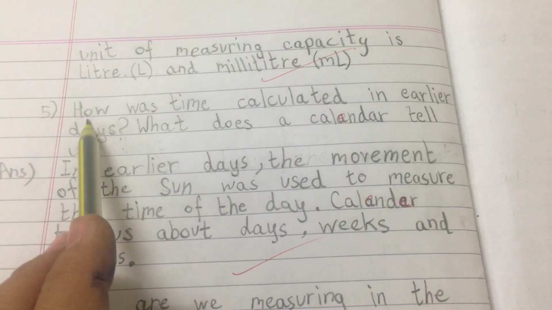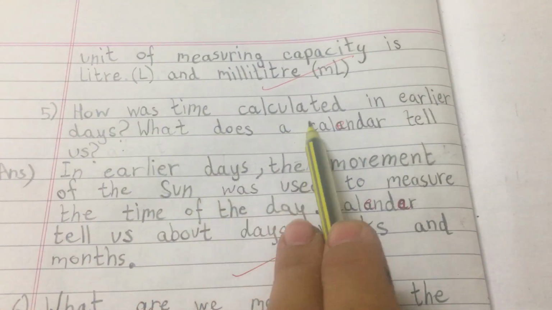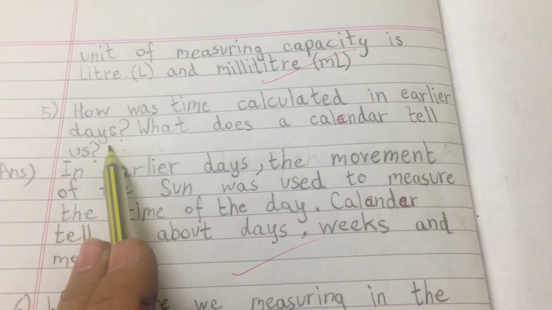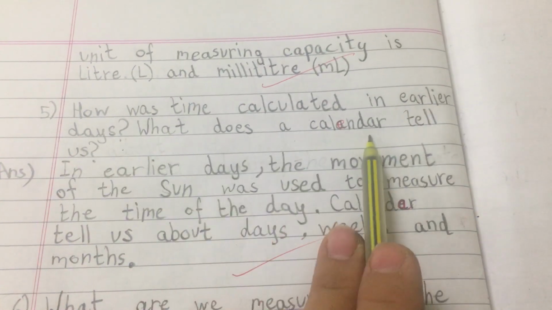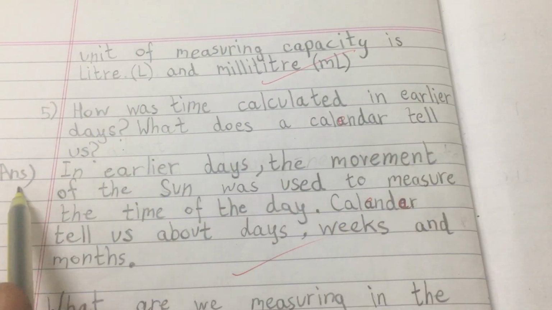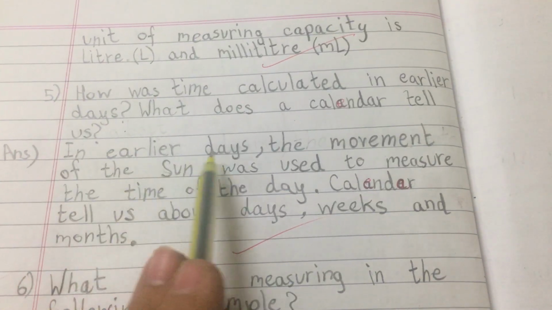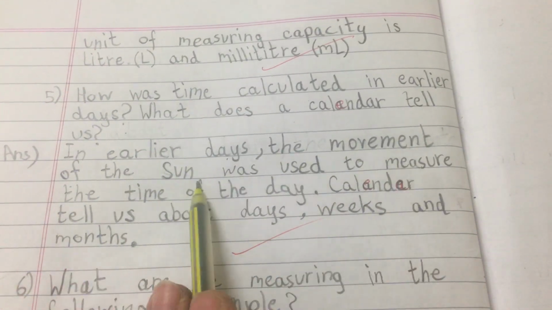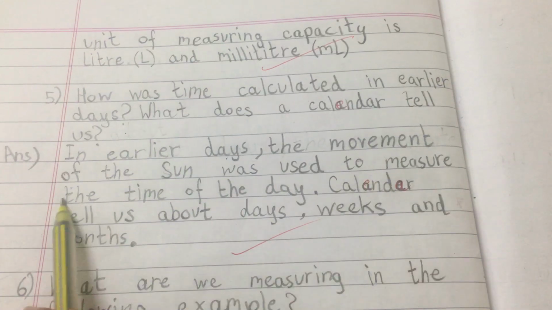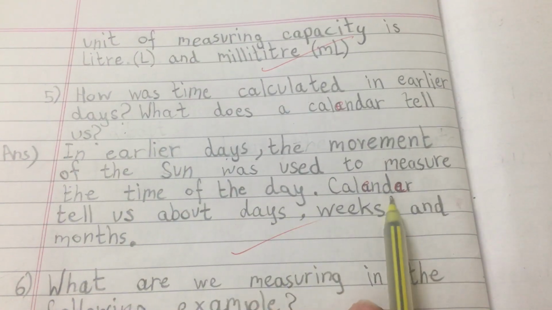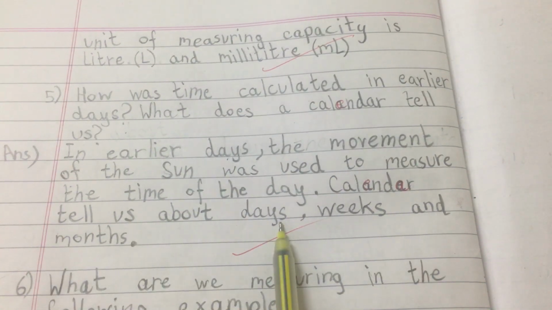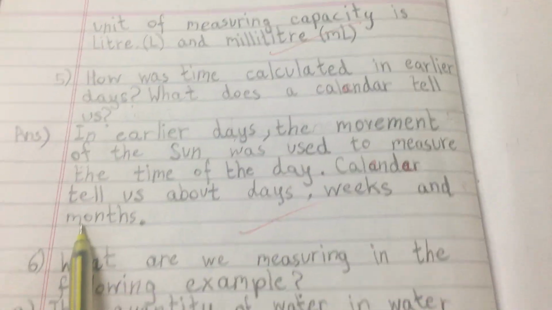Question number 5. How was time calculated in earlier days? What does a calendar tell us? Answer. In earlier days, the movement of the sun was used to measure the time of the day. Calendar tells us about days, weeks, and months.